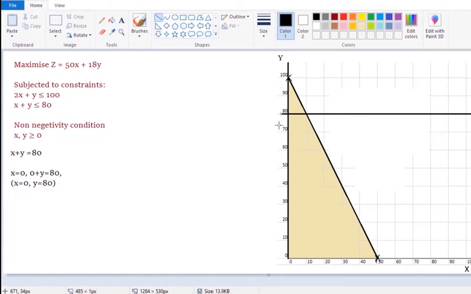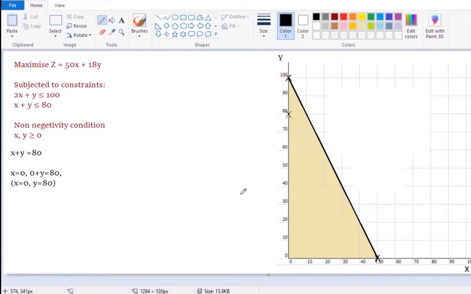So in the y, I take 80. So where is x equal to 0, y equal to 80? Here. This is where x equal to 0, y equal to 80. So I am going to put a cross mark there. X equal to 0, y equal to 80.